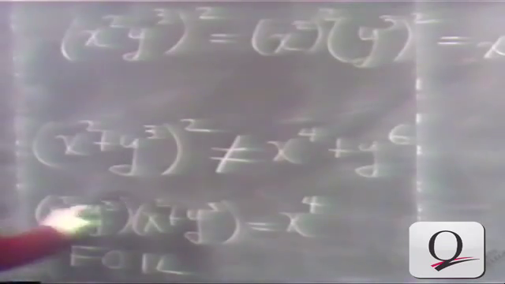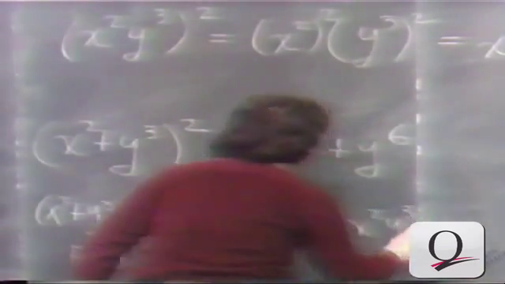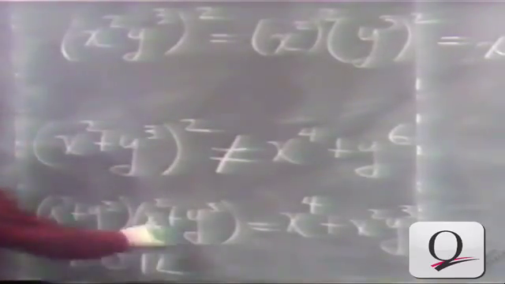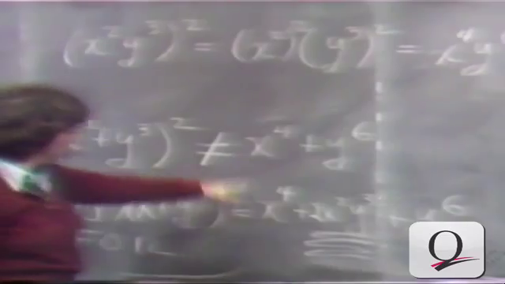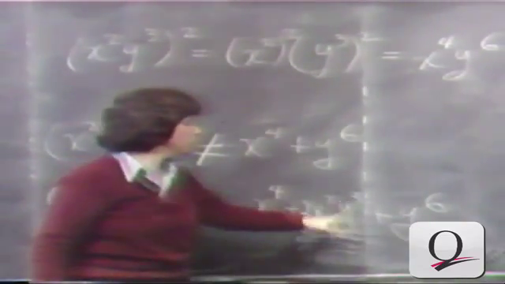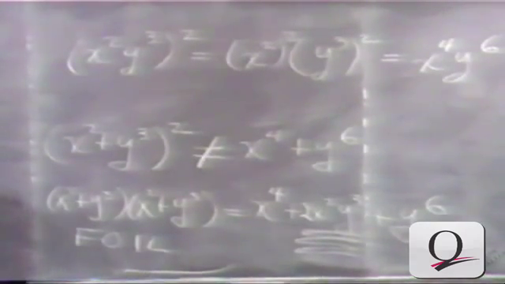The outer terms give us x squared y cubed. The inner terms also give us x squared y cubed, so we have 2 of those. And in the last terms, y cubed times y cubed gives you y to the 6th. So we have not x to the 4th plus y to the 6th, but x to the 4th plus 2x squared y cubed plus y to the 6th. There's no shortcut. And it gets even more difficult.